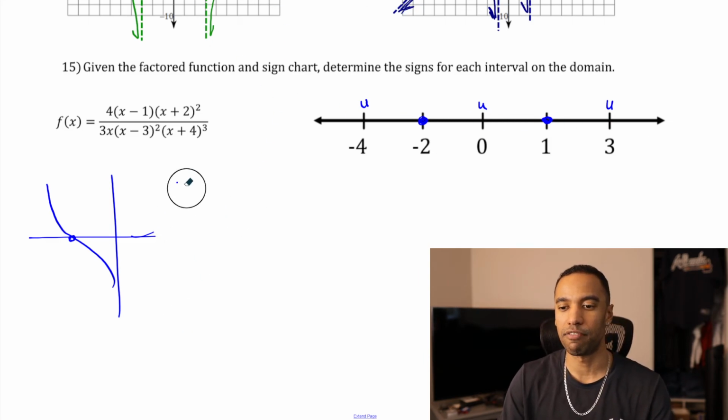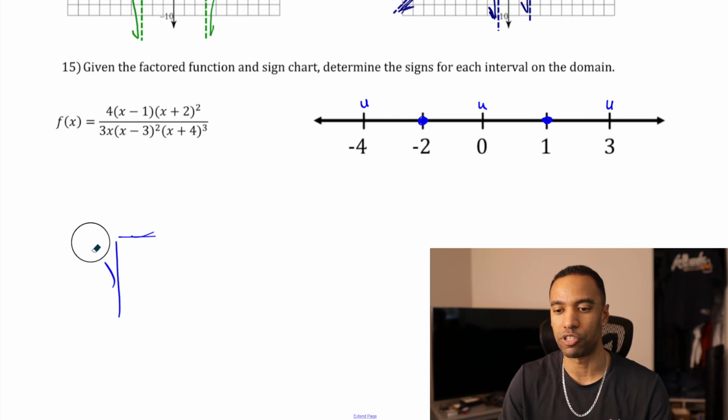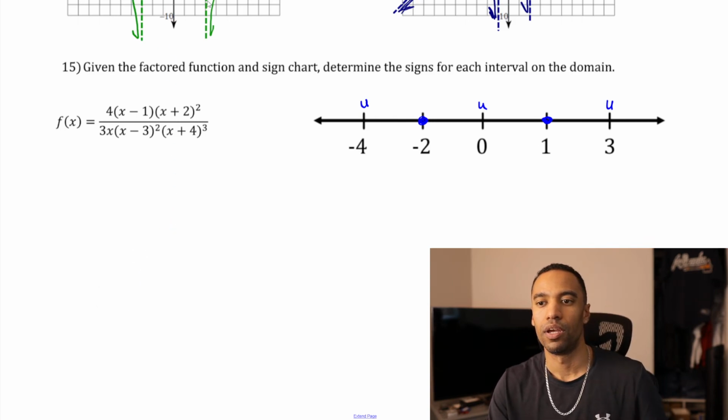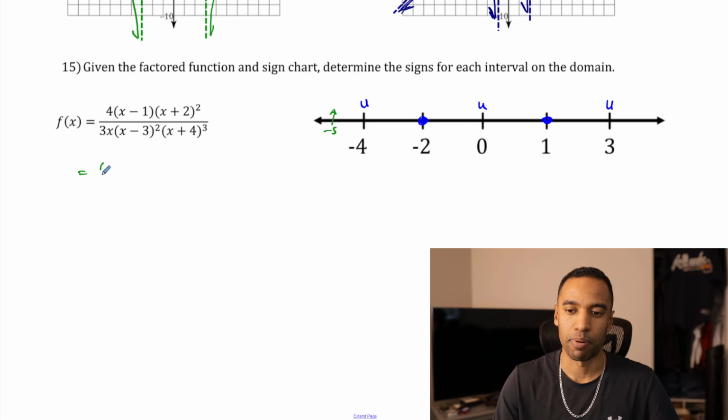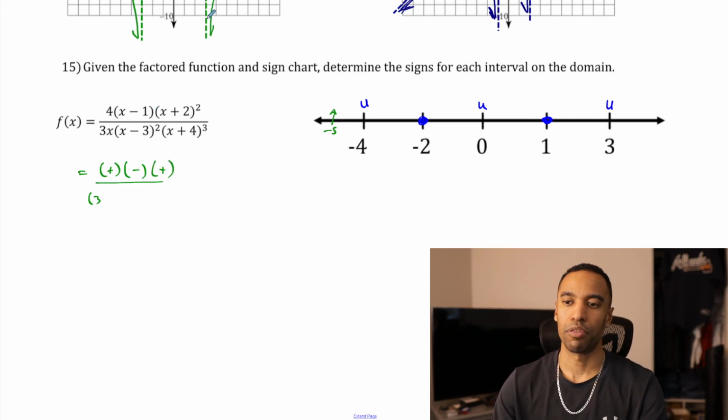So let's start plugging in values, and I want to show you how you don't have to do as much as you think you do. Let's try a number like -5. I'm going to test -5 right here and see what the sign is when I plug it in. So 4 is a positive number. -5 minus 1 leaves you with a negative. -5 plus 2 is negative, but you square it and it turns positive. Then down here, 3 is positive.